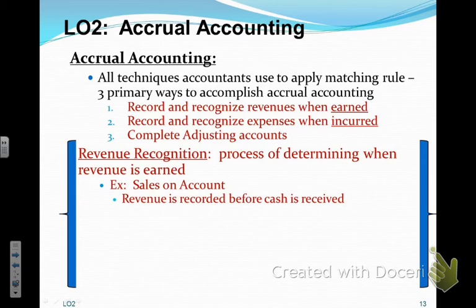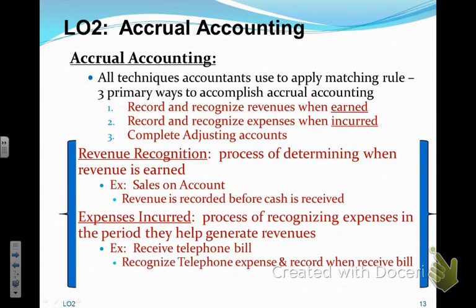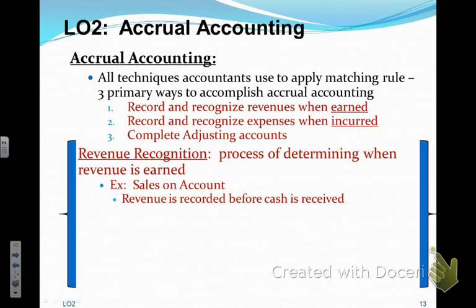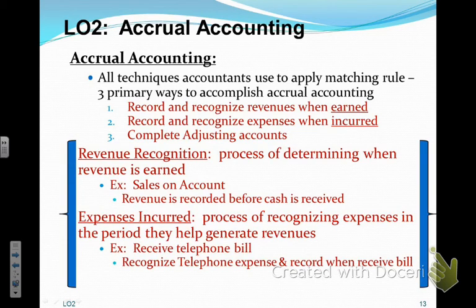So revenue recognition is the process of determining when revenue is earned. An example is sales on account. This is where we record revenue before cash is received. But we want to be able to do this because we want to reflect that we've actually earned that sale at that point in time, not necessarily when the cash is received. Expenses incurred is the process of recognizing that an expense has been incurred even though we may not have yet paid for it. So for instance, if we have been using our telephone for the past month and then we receive that bill, we may not pay that bill for several days or weeks later, but we have to recognize that we've used our telephone for the past month and we've incurred that expense.